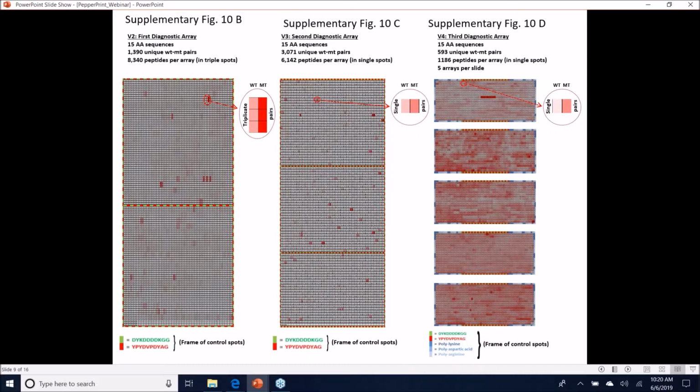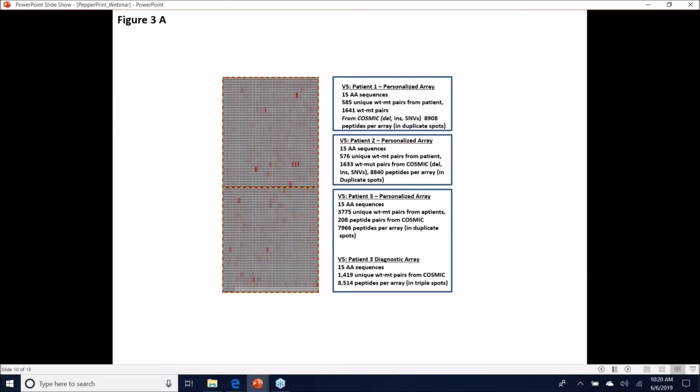So then, as the last step, what we did was we sequenced the whole exomes, 25,000 genes or so, by exome capture and deep sequencing of 3 patient samples and adjacent normal regions. And then we looked at only the mutation sites, and then we designed 3 separate personalized peptide microarrays. So version 5, as we call it, for patient 1 is 585 unique wild type and mutant pairs. And then we also put in COSMIC deletion, insertion, and single nucleotide variants.